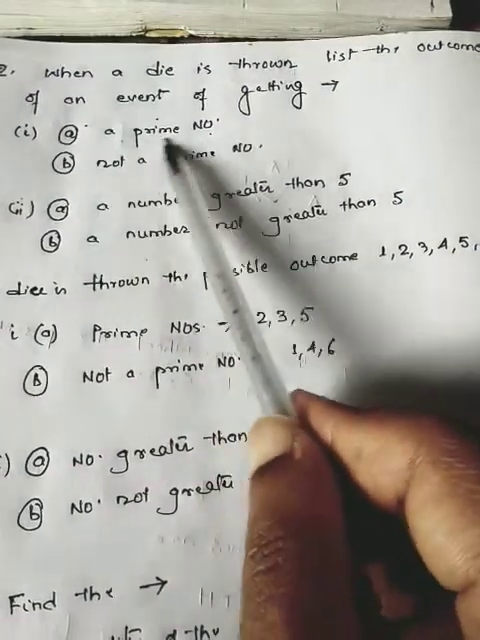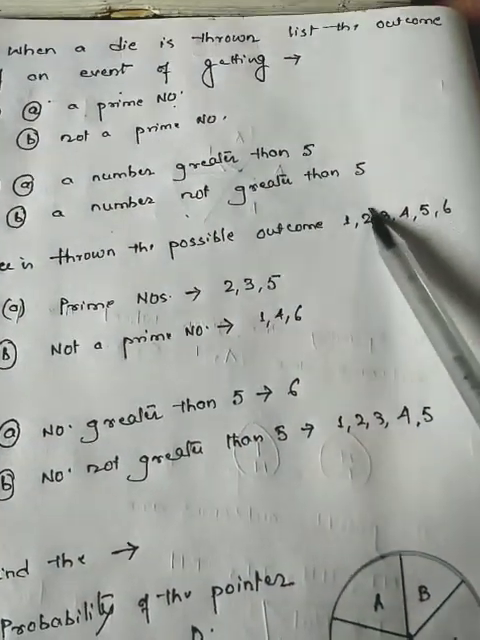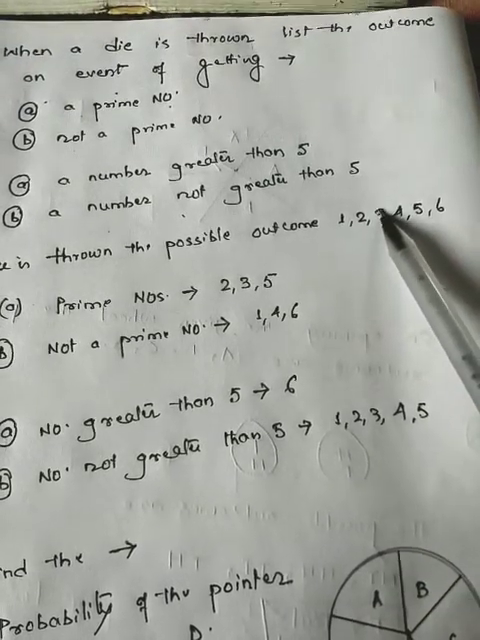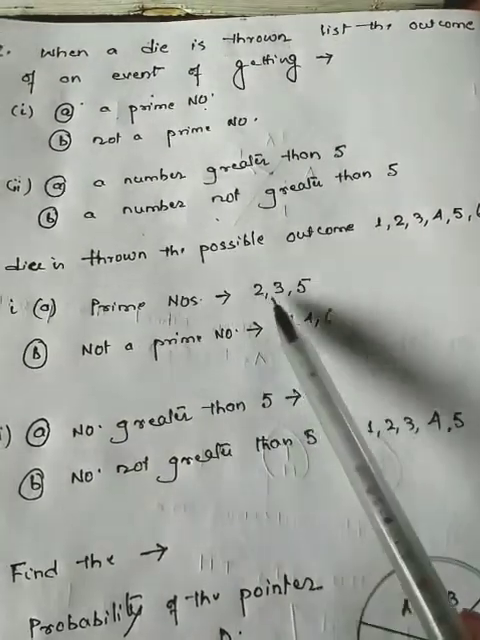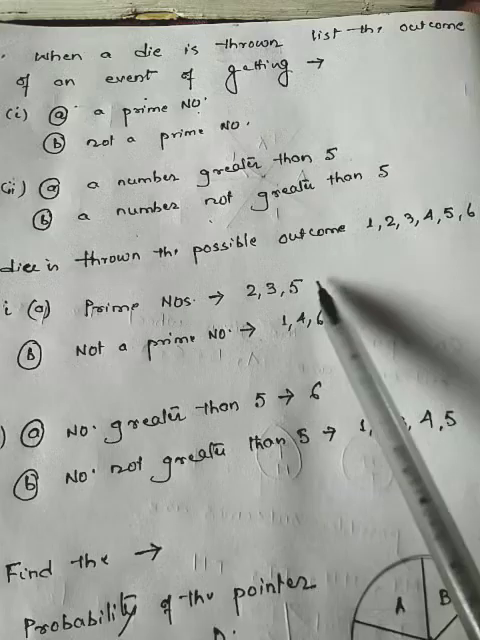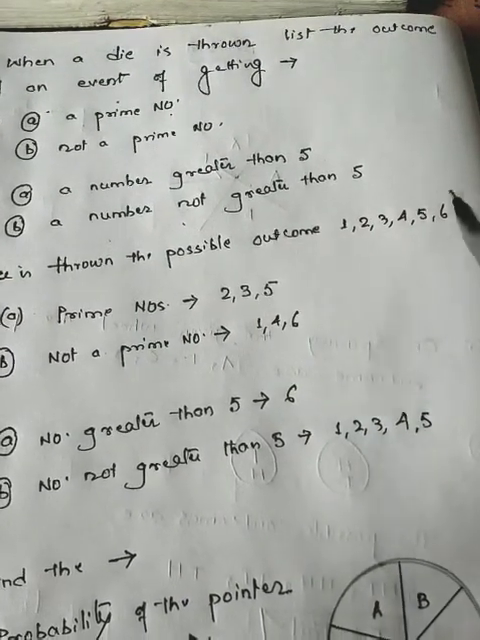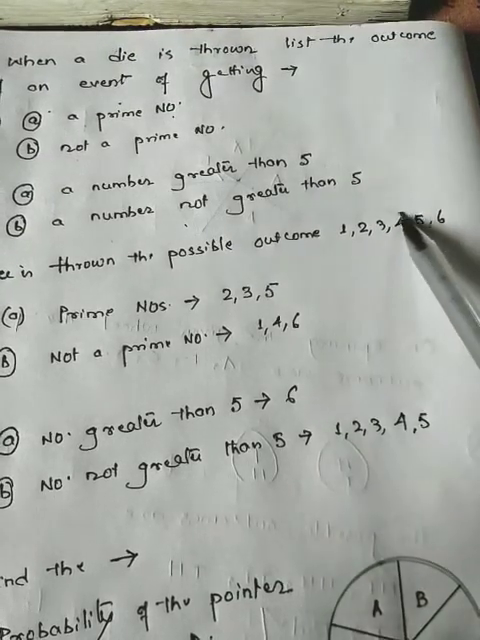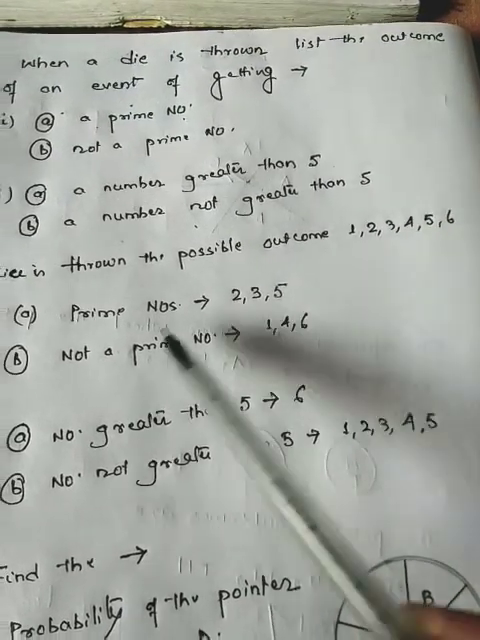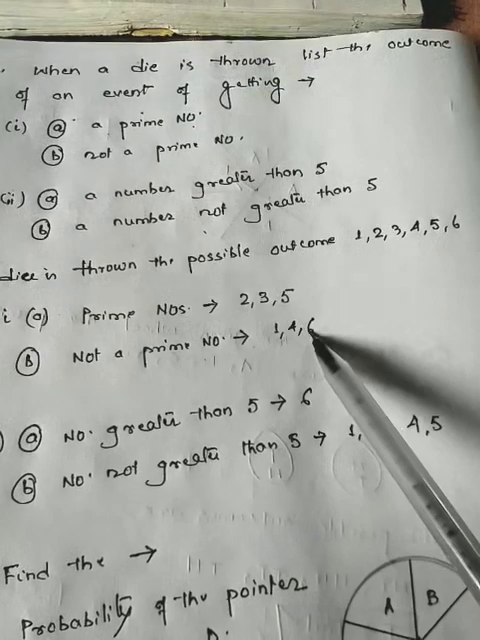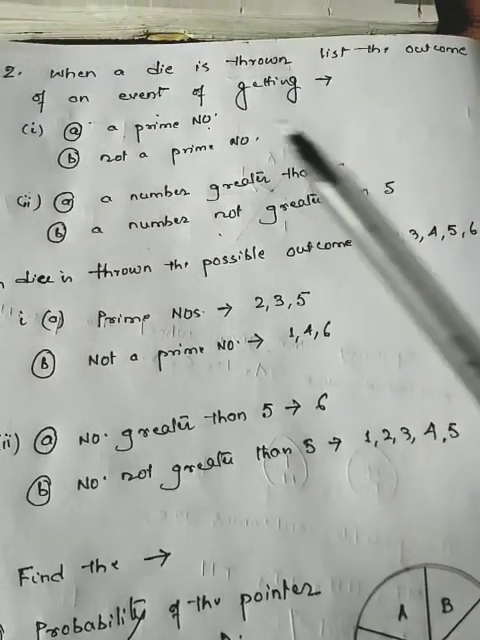What is the first one? A prime number. How many prime numbers will we get? 2 is a prime number, 3 is a prime number, and 5 is a prime number. So the prime numbers are 2, 3 and 5. So the total outcome is 3. Not a prime number, the numbers which are not prime. So 1 is not a prime number, 4 is not a prime number, and 6 is not a prime number. So the not prime numbers are 1, 4, 6. So the total outcome is again 3.